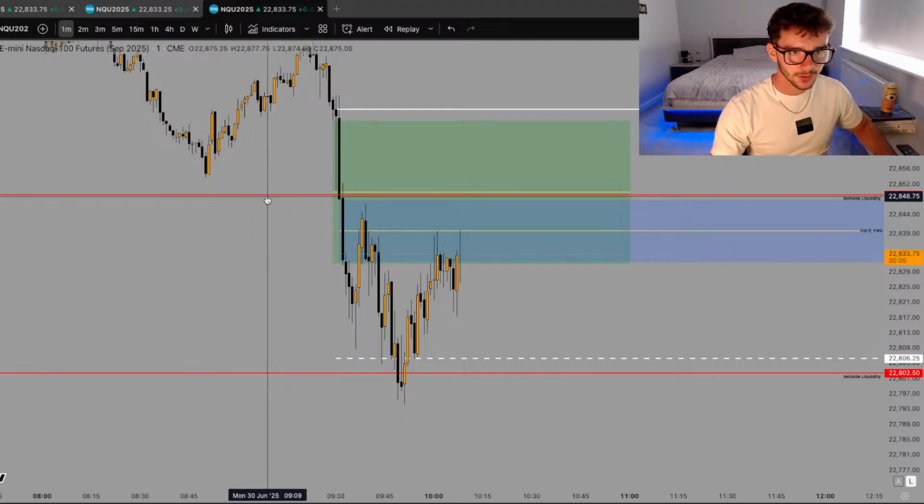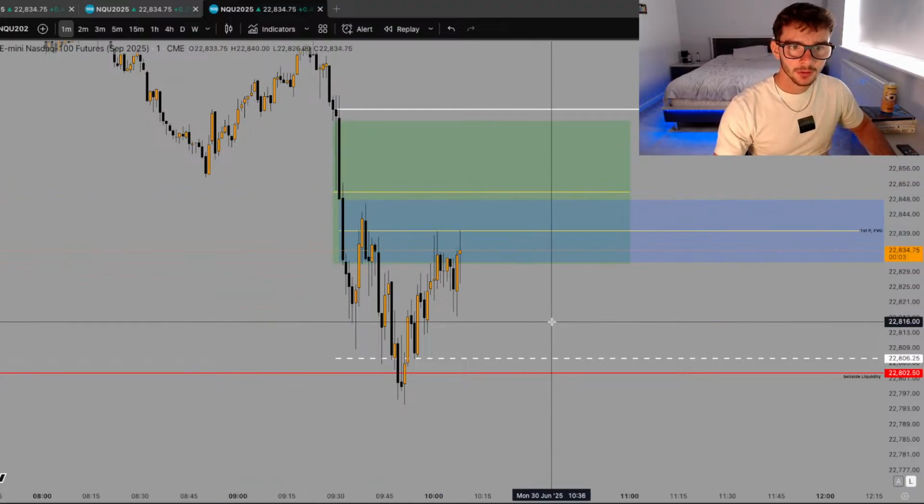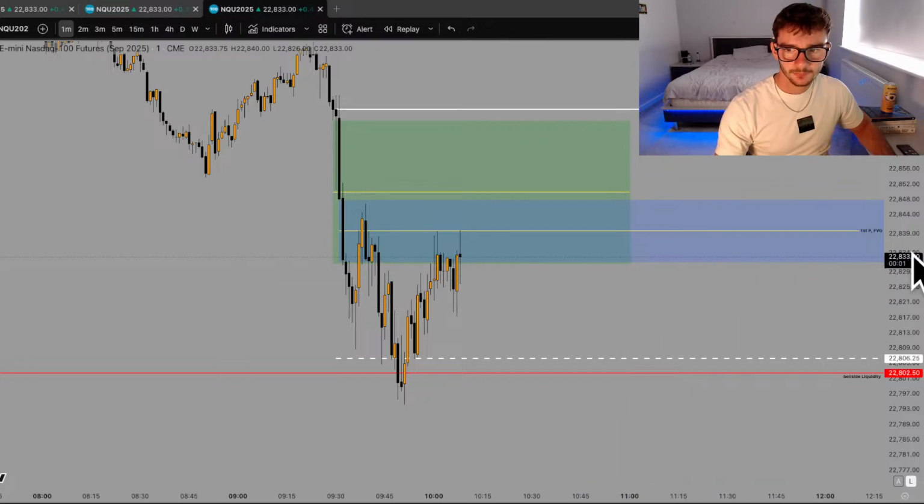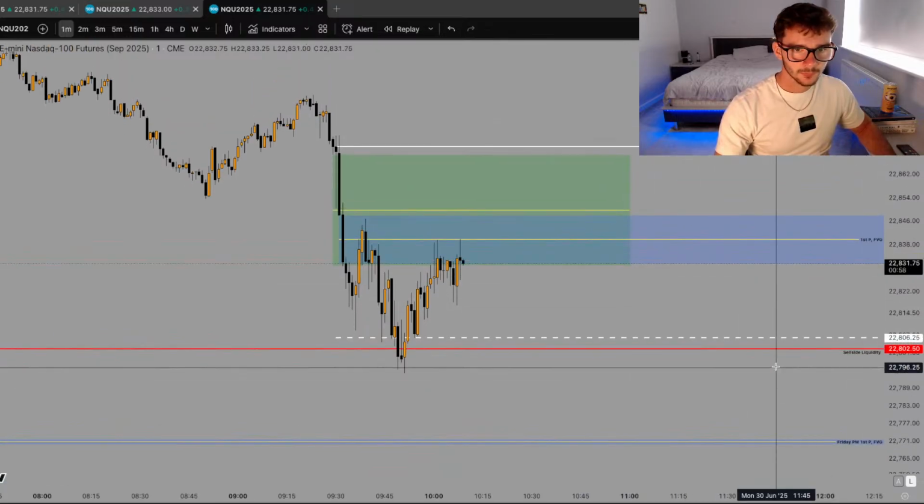This sell side liquidity can get. My charts are getting too messy already. Let's get rid of that sell side. Nice reaction on first presented again, right at the midpoint.